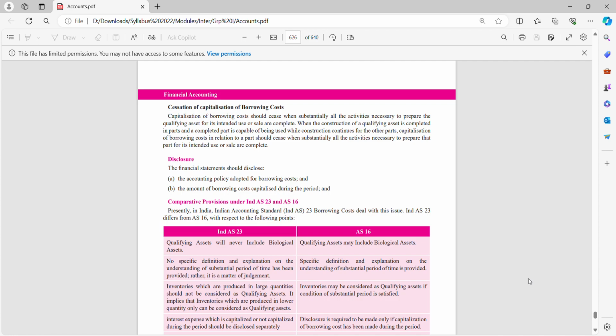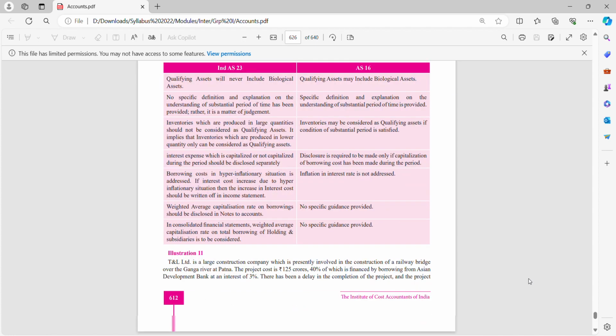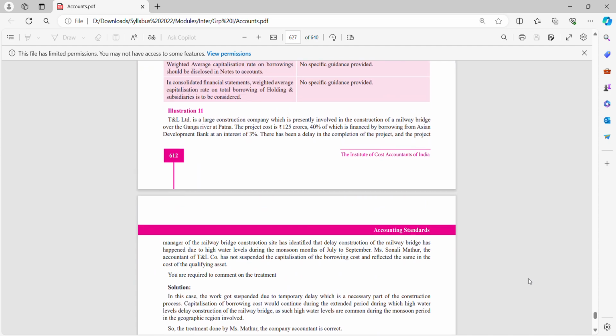Next one, disclosures. Financial statements should disclose the accounting policy adopted for borrowing cost, and the amount of borrowing cost capitalized during the period. Then we have comparative provisions under IND AS 23 and AS 16. Okay. And then we have illustration 11.